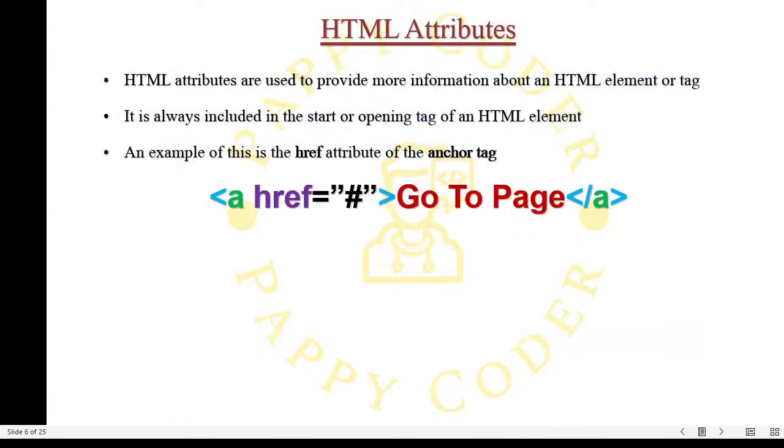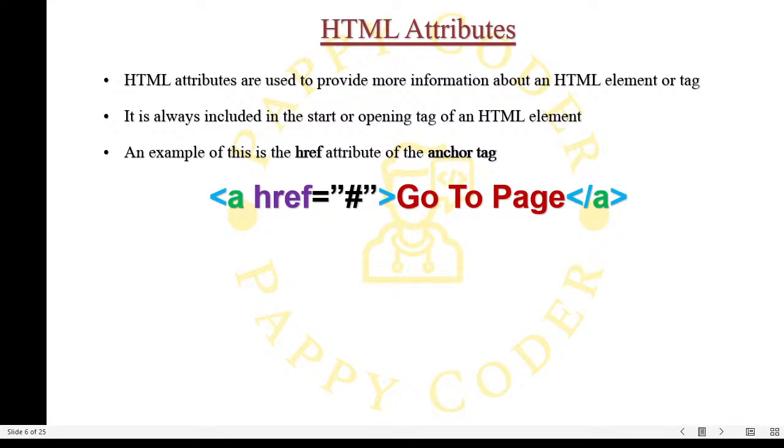Okay guys, so now let's talk about what HTML attributes are. HTML attributes are used to provide more information about an HTML element or tag. So probably we have a tag that we want to give more functionality to, we want to give more information about. We use an attribute, and the attribute is always included in the start or opening tag of an HTML element. For instance, we have an href attribute of the anchor tag right here. This piece of code is going to redirect us to a particular site, or if we include a site right there.